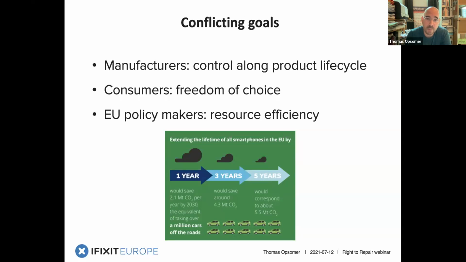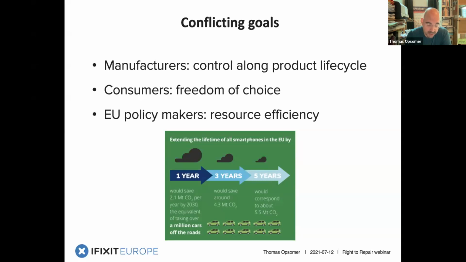Consumers would obviously have the freedom of choice at heart. They would want to choose which product to buy, but also, when the product is broken, to whom they can confide the repair, and also which sort of parts might be used for the repair. They would want to choose that themselves and not leave that to be determined by the manufacturer.